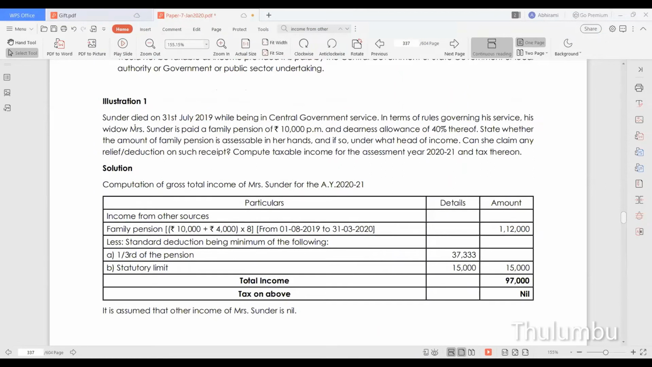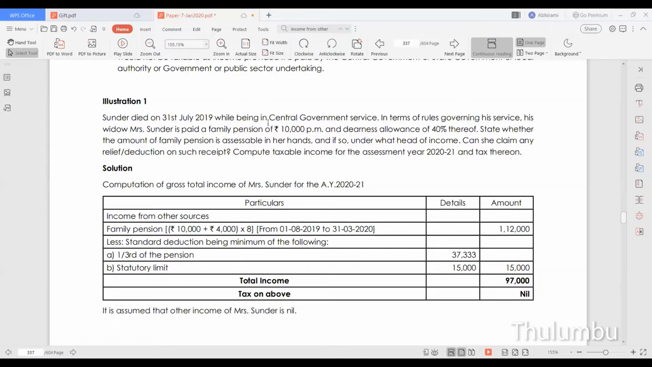Illustration 1. Sundar died on 31st July 2019 while in central government service. In terms of the rules governing his service, his widow, Mrs. Sundar, is paid a family pension of 10,000 per month plus dearness allowance of 40%. State whether the amount of family pension is assessable in her hands, and if so, under what head of income. Can she claim any relief or deduction on such receipt? Compute the taxable income for assessment year 2021 and tax thereon.